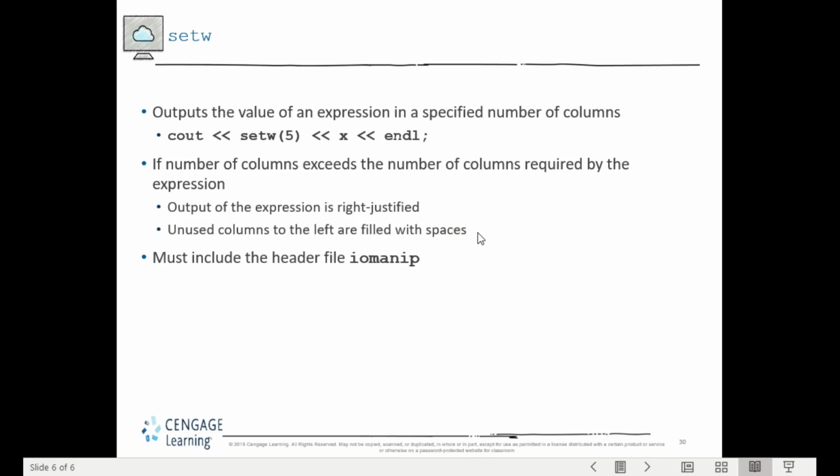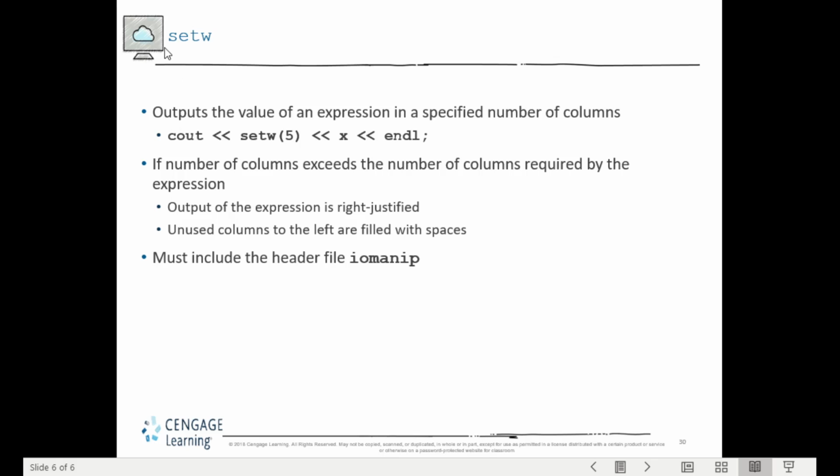So what happens if the number of columns specified is less than the number of columns required by the output? Let's say we specify the number of columns equal to 5. However, we input the value 1234567, meaning that we need 7 columns. C++ will automatically expand to the required number of columns, so it will display 1234567.